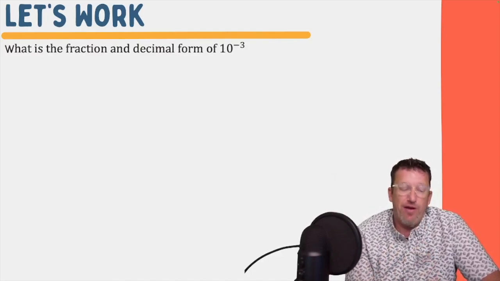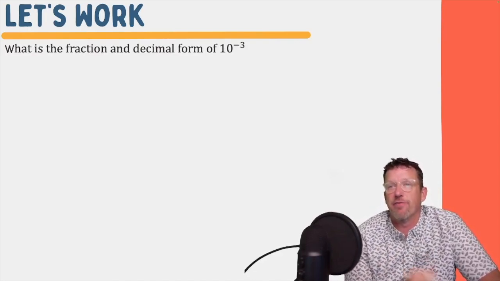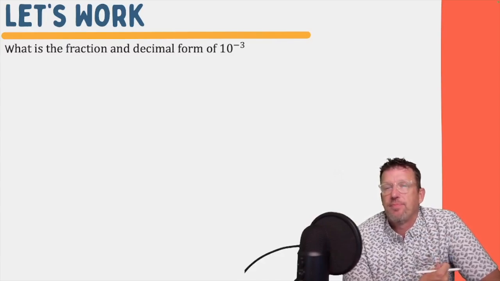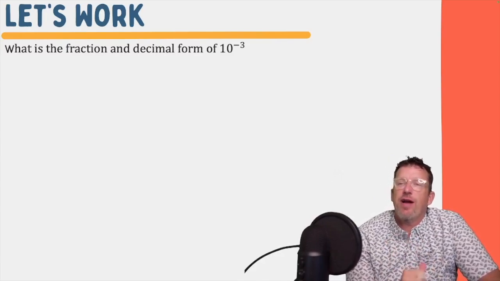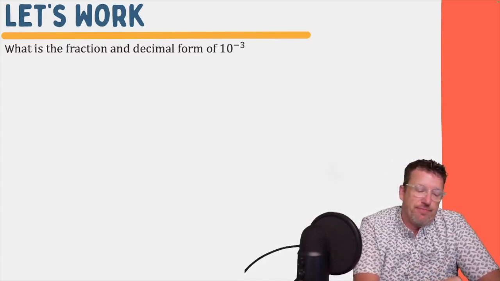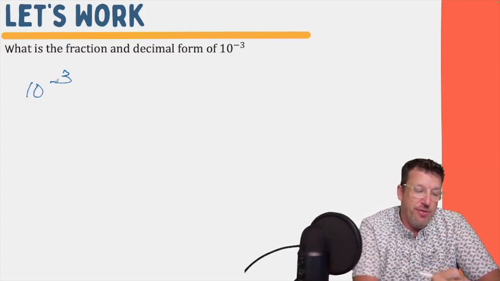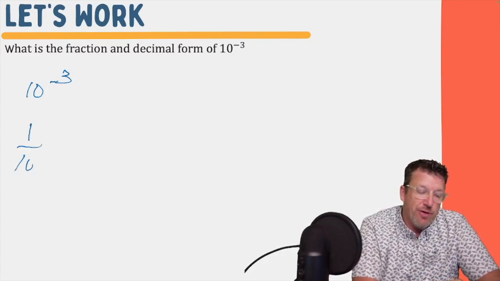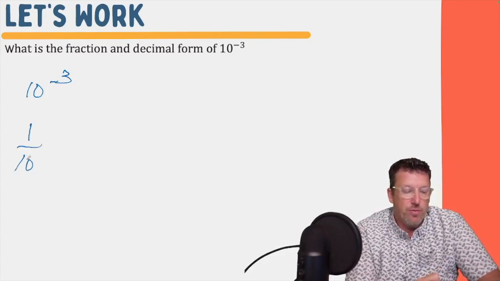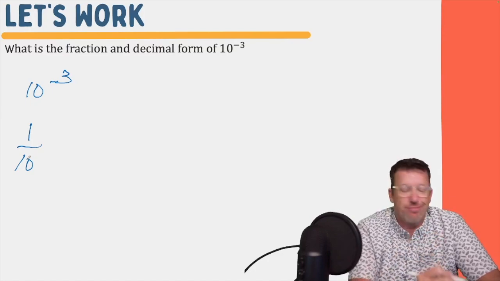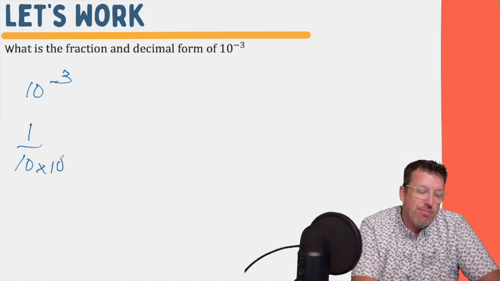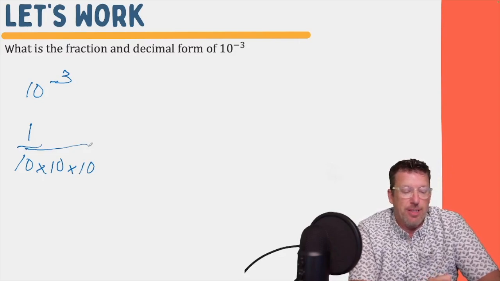Okay, let's write the fraction and decimal form of 10 to the negative third. Go ahead and give it a shot. What is the fraction and decimal form of 10 to the negative third? All right, 10 to the negative third. What's the first thing we do? What'd you say? Reciprocal. That's a really good idea, dude. Let's go ahead and do that. Let's flip her over. Okay, but what are we going to do with that 3? Yep, you're right. Multiply the bottom 3 times. 10 times 10 times 10.